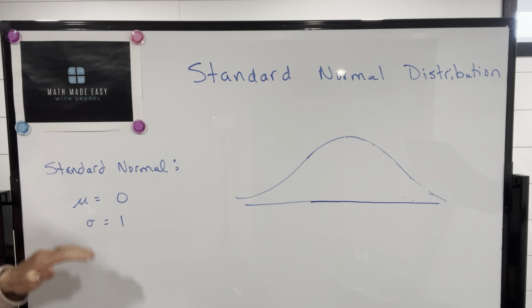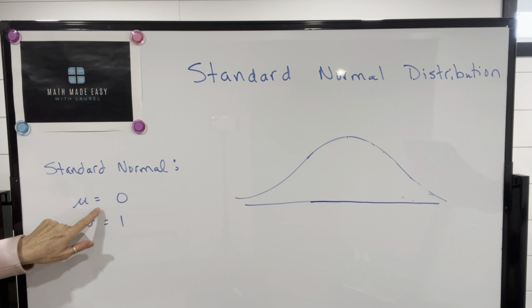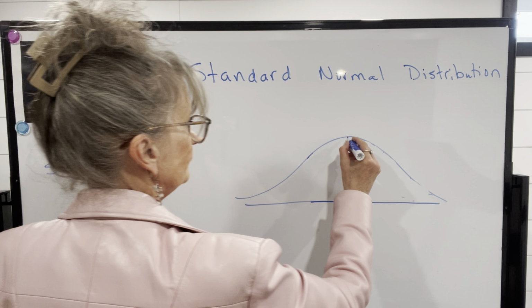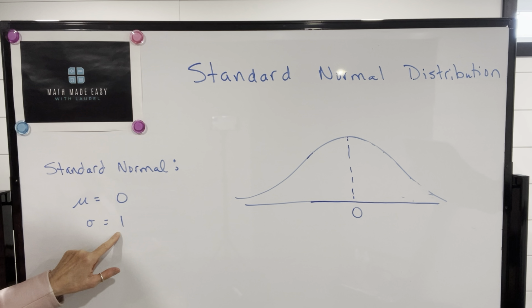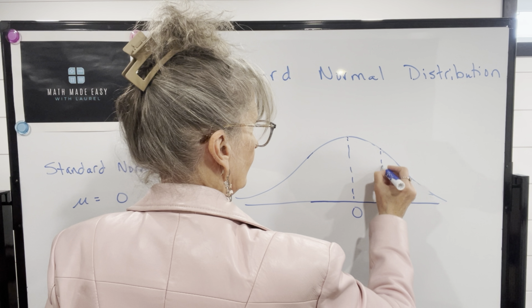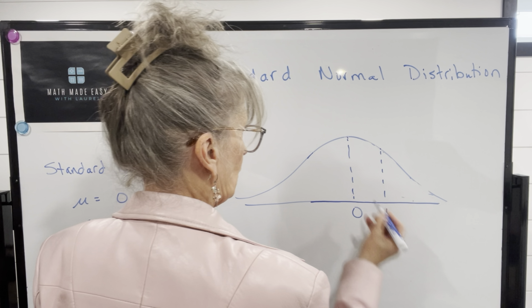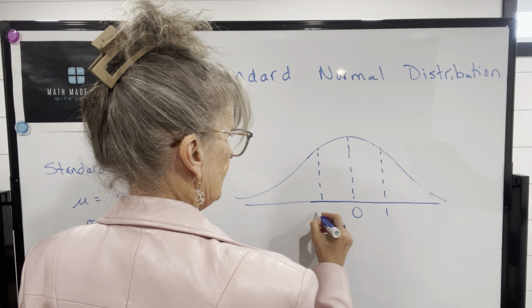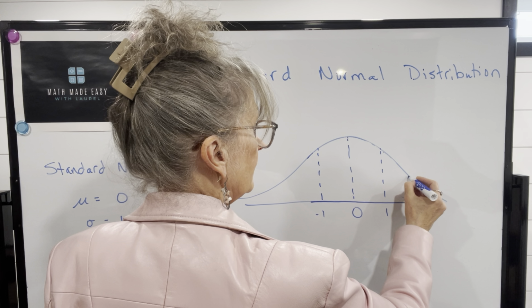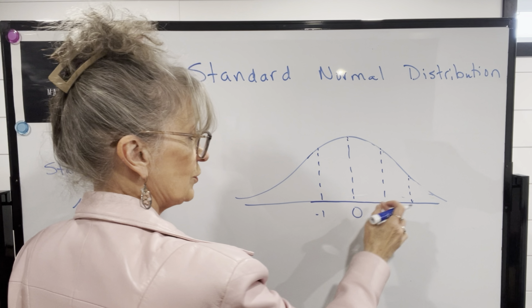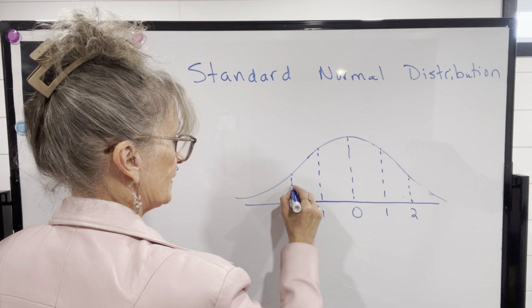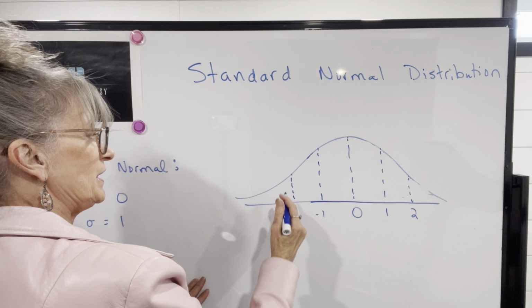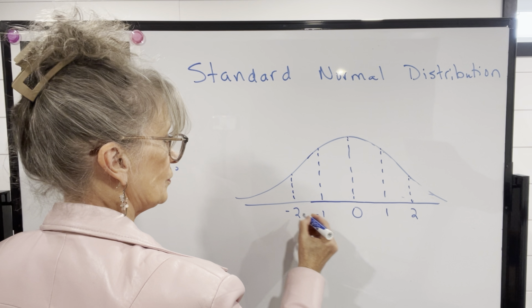Let's take a look. So a standard normal distribution will have a mean of 0 and a standard deviation of 1. So when we go to the right, that will be positive, and when we go to the left, that will be negative. Two standard deviations from 0 will be 2 to the right, and two standard deviations from the mean to the left would be -2, and so on.